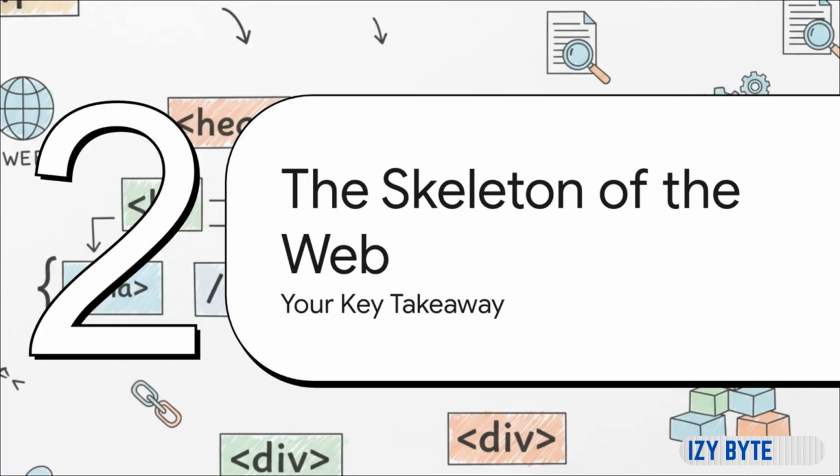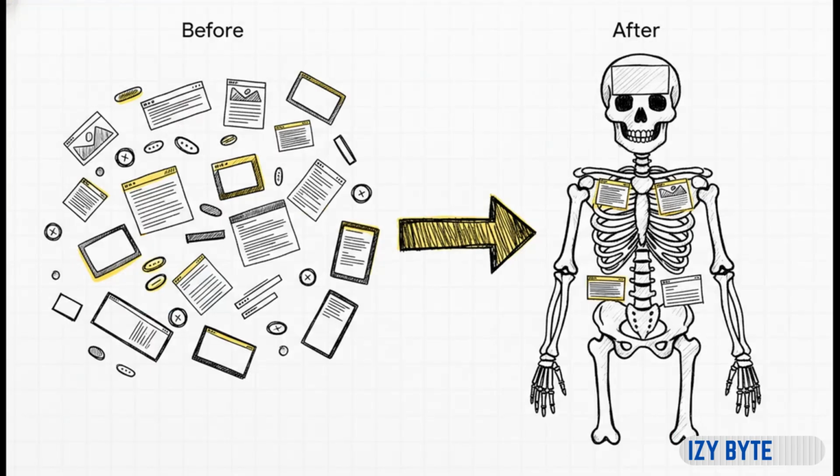So, after all of that, what's the one single thing you should really walk away with? If you remember nothing else, what is the core identity of HTML? It's this: HTML is the skeleton of the web. It's indispensable. Without it, there is no structure. You just have a chaotic, unreadable jumble of text and images.